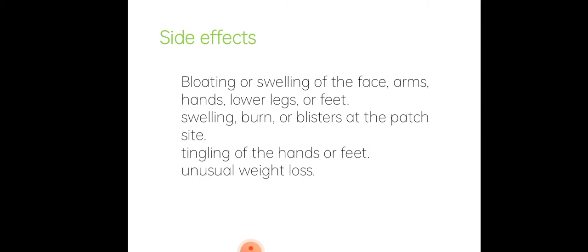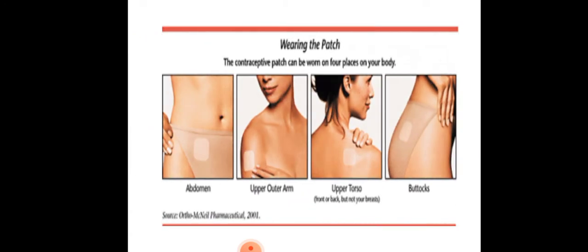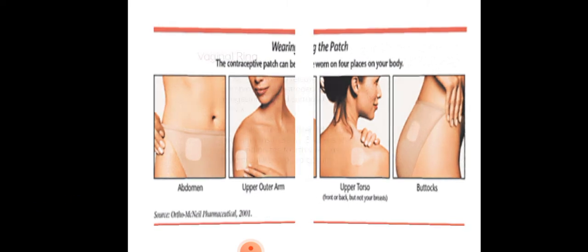Bloating or swelling of the face, arms, hands, lower legs or feet, swelling or blisters at the patch site, tingling of the hands or feet, unusual weight loss. Wearing the patch: the contraceptive patch can be worn on four places of your body: abdomen, upper outer arm, upper torso, and buttocks.